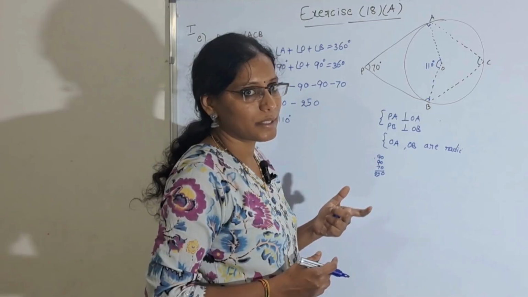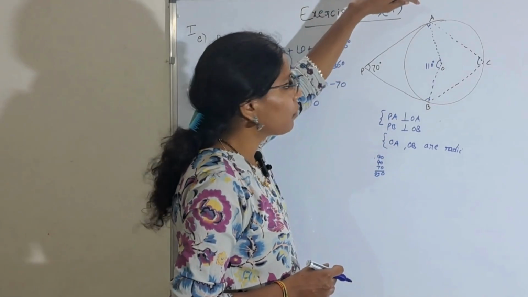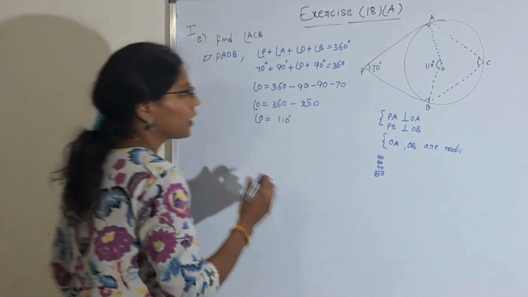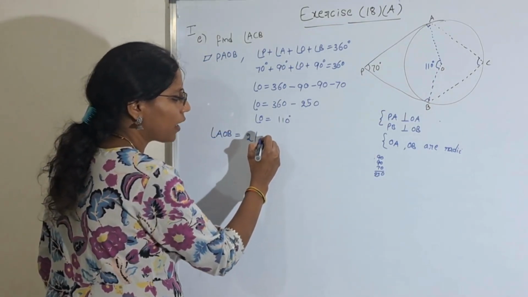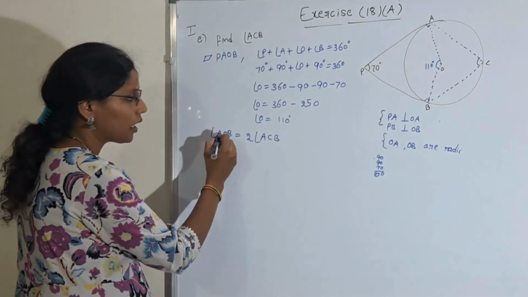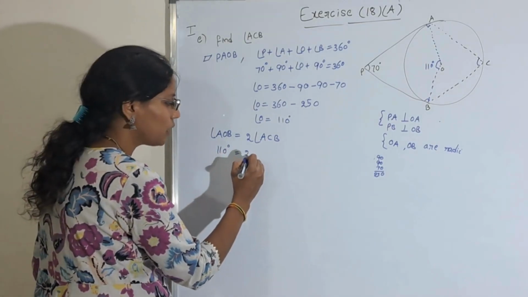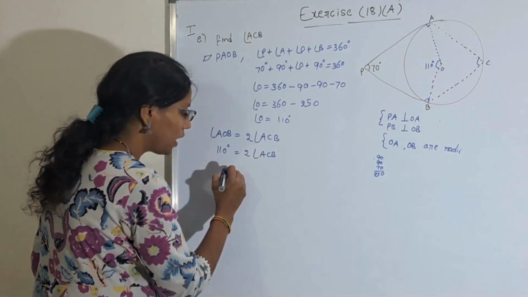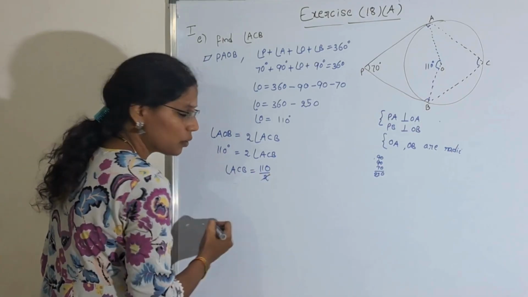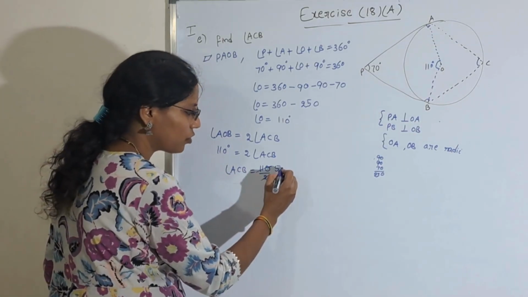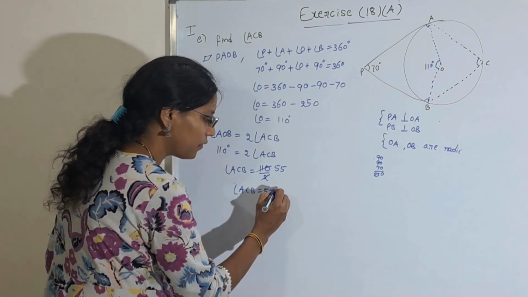What property can we use? Circle property we have to use. Angle AOB is equal to double of angle ACB. Angle AOB is equal to 2 into angle ACB. Angle AOB is 110 degrees, 2 into angle ACB. Angle ACB is equal to 110 degrees by 2. Angle ACB is equal to 55 degrees.